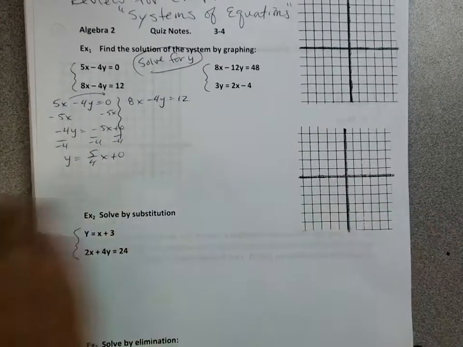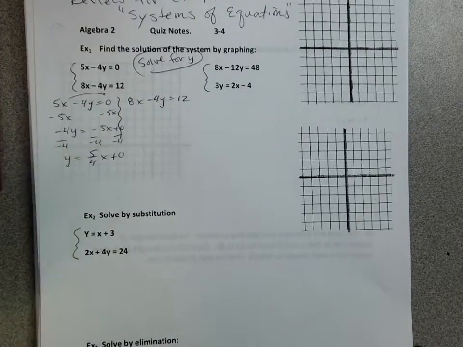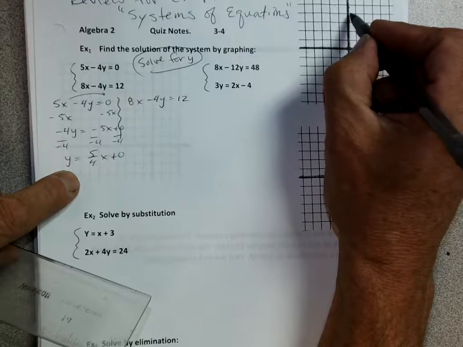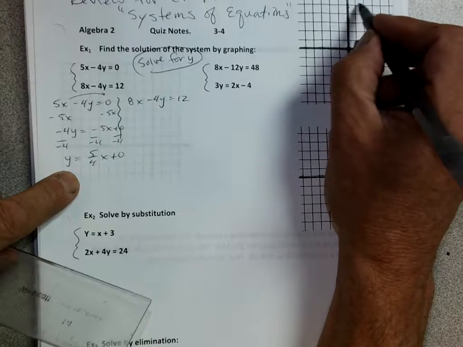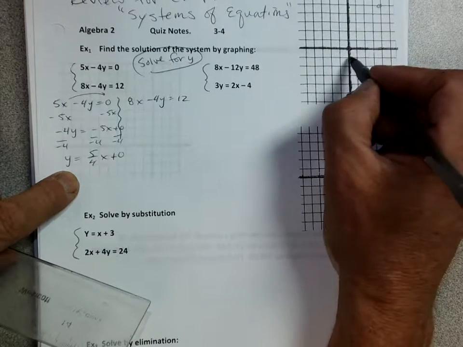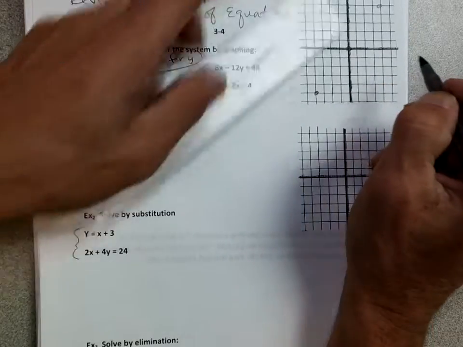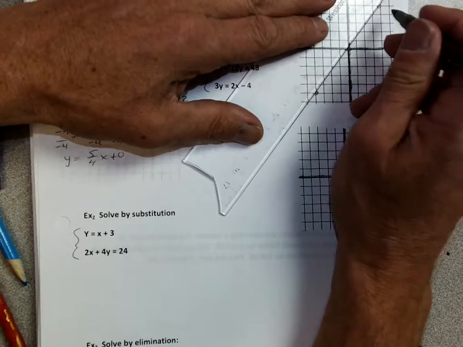So I'm going to try and graph that over here. And I'll start at 0. Up 5, 1, 2, 3, 4, 5. Over 1, 2, 3, 4. 1, 2, 3, 4, 5. 1, 2, 3, 4. Okay.